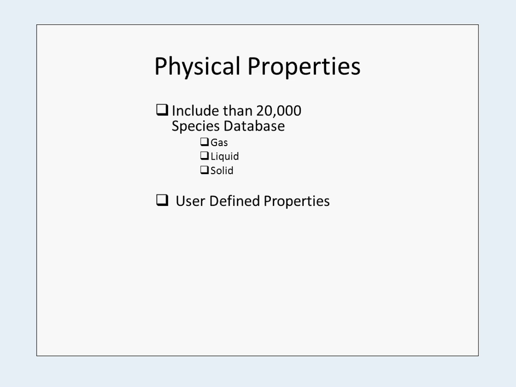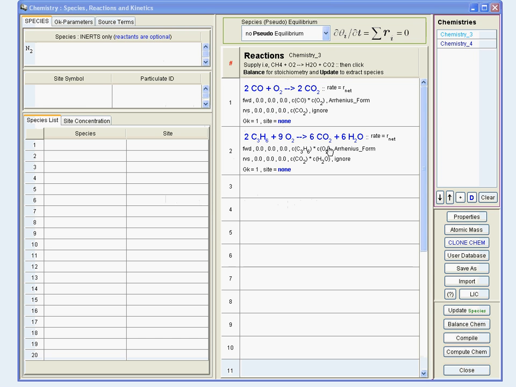CKFluidSoft includes a built-in database that contains more than 20,000 species data, which could be gas, solid, and liquid. So the user may just use it as it is, or he may define his own user-defined properties. So we're going to see how to use it. So let's assume that we have those data already entered or read from a file.